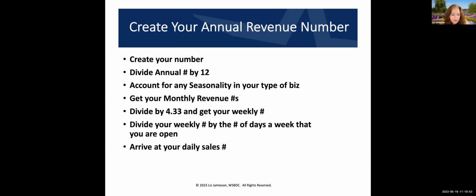Now, once you have your monthly sales goals, you can divide by 4.33. That's the number of weeks in a month we use in business. So you take your monthly revenue goal. Let's say my monthly revenue goal is 4,000. So I take 4,000 divided by 4.33, and then I'll have a weekly sales number, right?